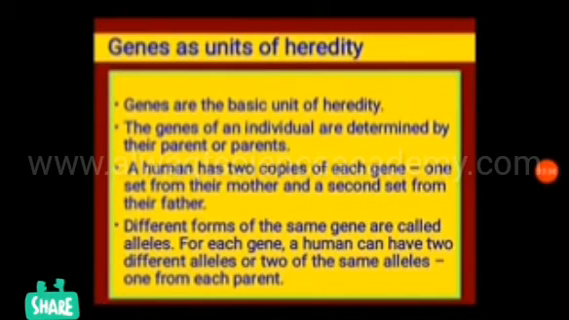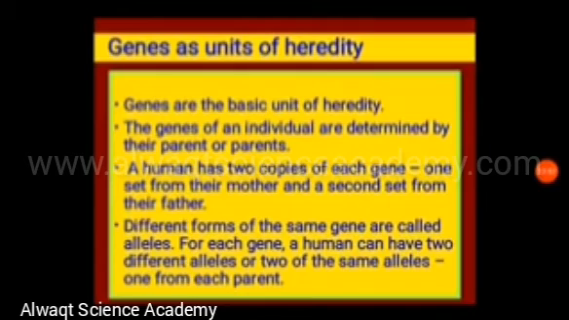So when we have different forms of the same gene, we call them alleles. For each gene, a human has two copies. Although in the real sense, sometimes there are more than two, for proper understanding of what we are trying to discuss, let's limit them to two. That is, we must have taken one from our mother and the other one from the father.